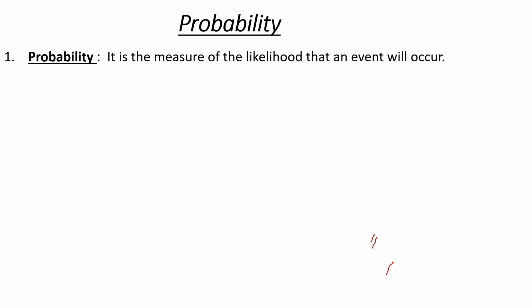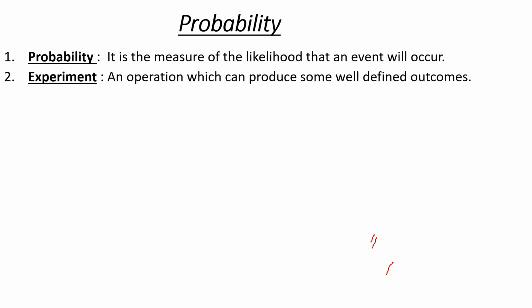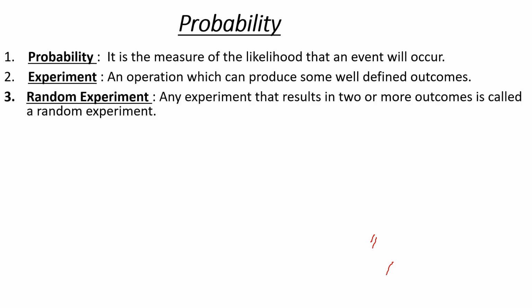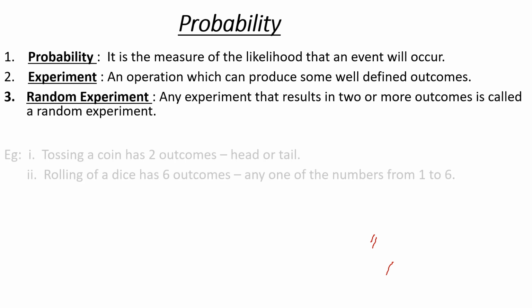So probability is a measure of likelihood that an event will occur. Like what is the chance that an event will occur? So we can measure it using probability. Experiment means an operation which can produce some well-defined outcomes. A random experiment is any experiment that will result in two or more outcomes, and is called a random experiment.